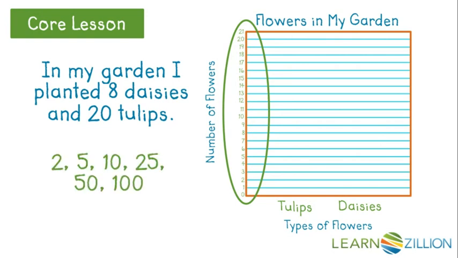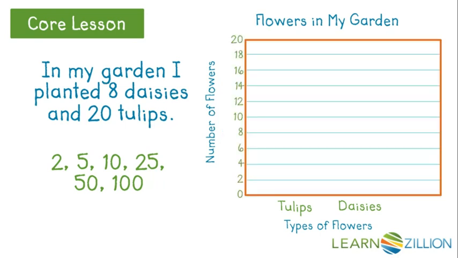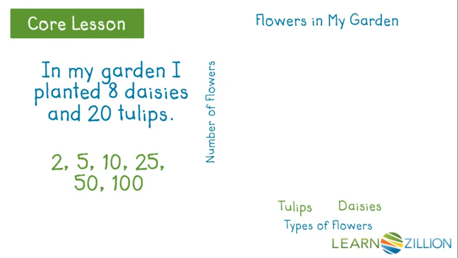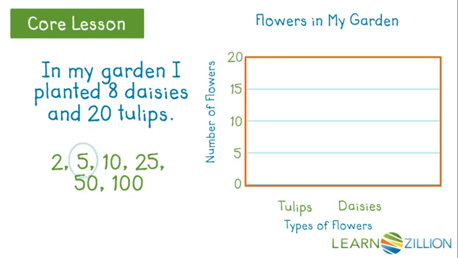Let's look back at those benchmark numbers. If I had an increment of 2, the scale would have 11 numbers on it. That looks better, but let's check with the next benchmark number. If my graph counted in increments of 5, the scale would have 5 numbers on it. Now I'm not sure there are enough numbers there.